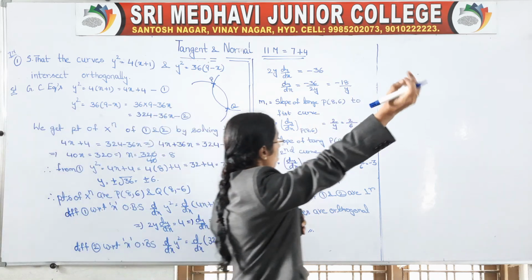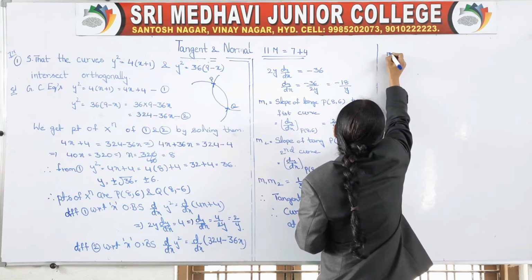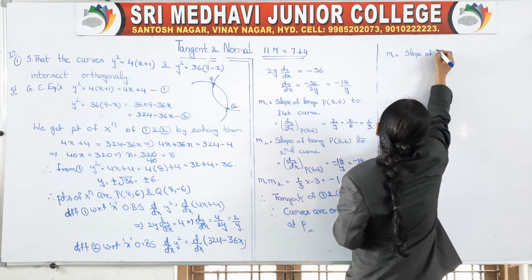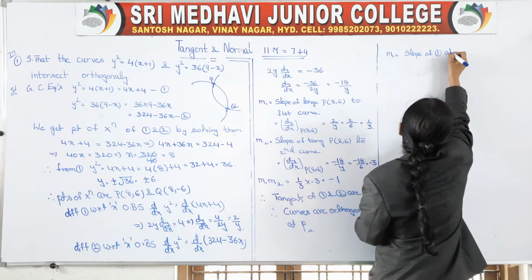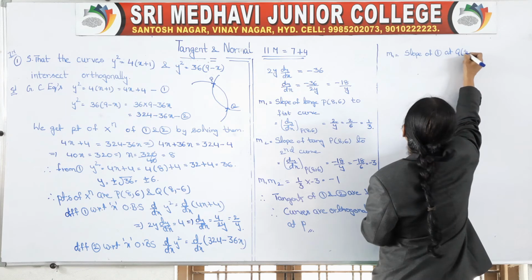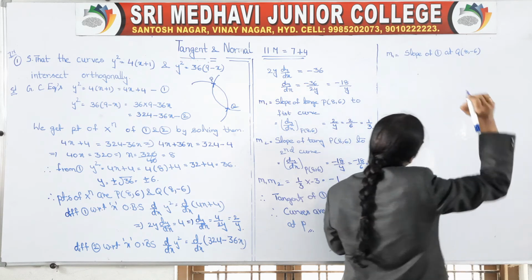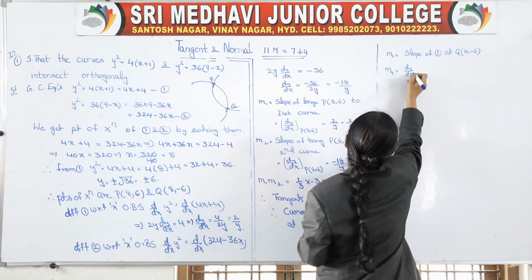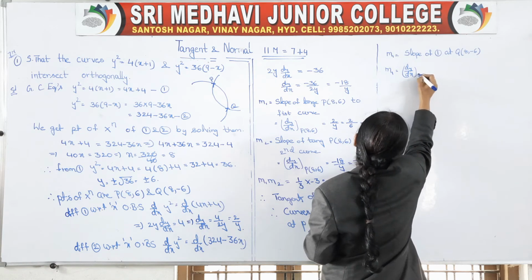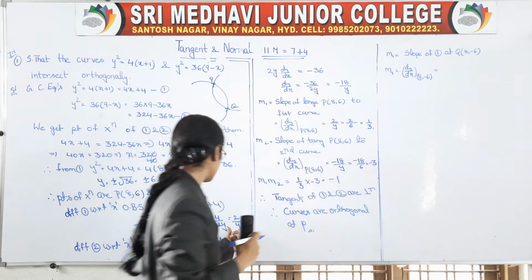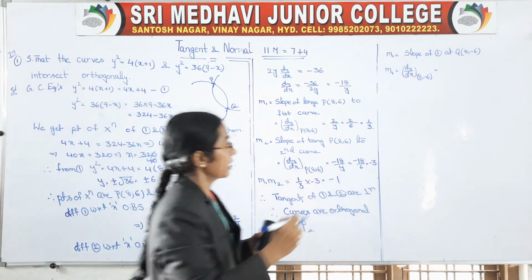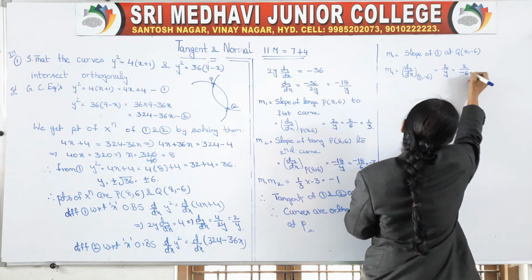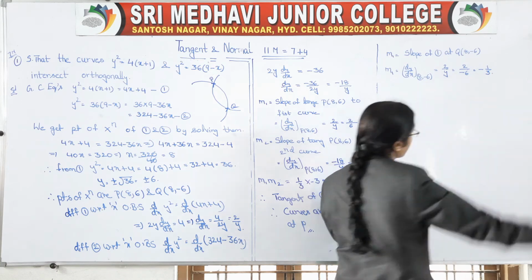So same thing, now you take m1 is equal to the slope of the first curve at the Q point. Now what is the Q point? It is (8, -6). So m1 is equal to dy by dx of the first curve at (8, -6). What is the dy by dx of the first curve? It is 2 by y. So 2 by -6, that is -1 by 3.